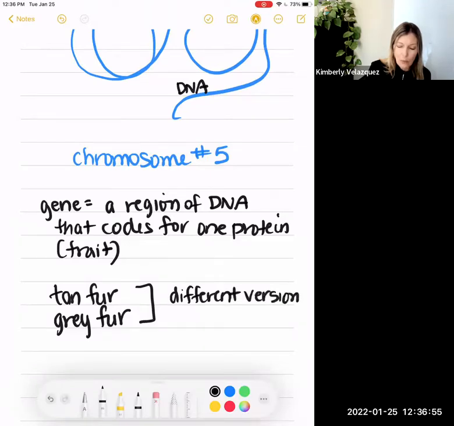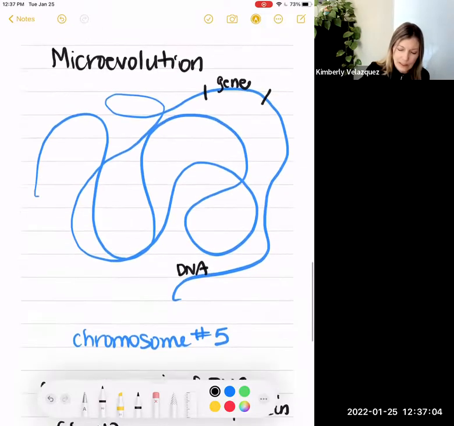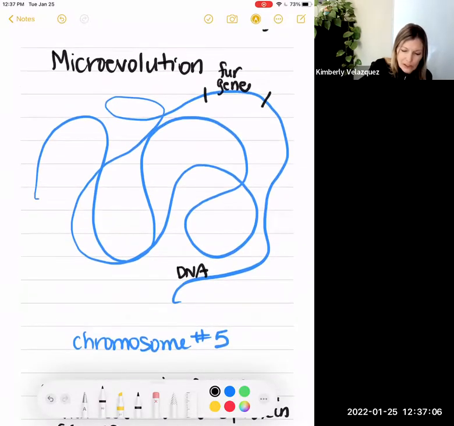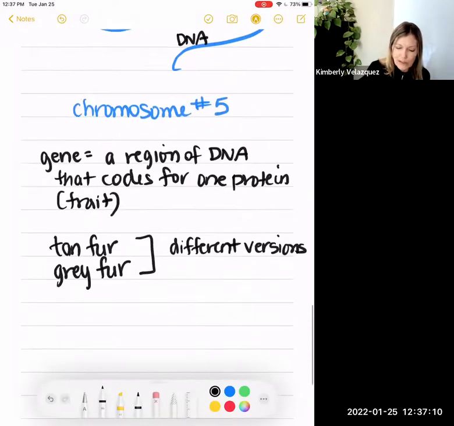So you can have one DNA recipe saying make tan fur, and you can have a different DNA recipe that says make gray fur. And those are both located in the same place on the DNA. So let's say this is the fur color gene. There are 2 different versions of that fur color gene. One that's going to give the bunnies tan fur, and one that's going to give them gray fur. So these are different versions of the same gene.